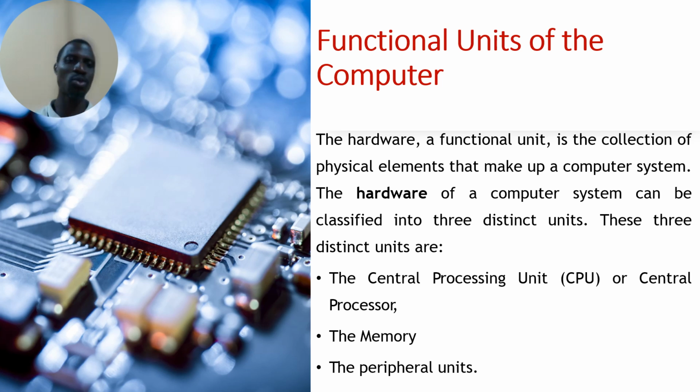Now, fully into what we have today, the functional units of the computer. This is the collection of physical elements that makes up a computer system. The hardware of a computer system can be classified into three distinct units. First is the central processing unit, also known as the central processor. Second is the memory, and finally we have the peripheral units.